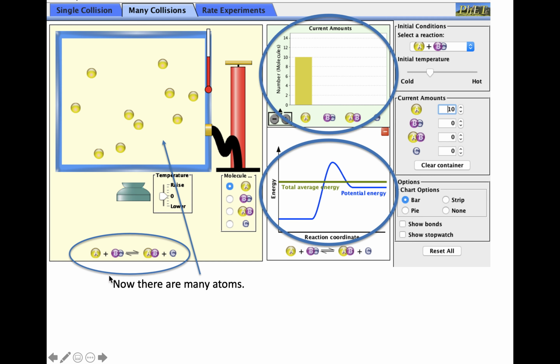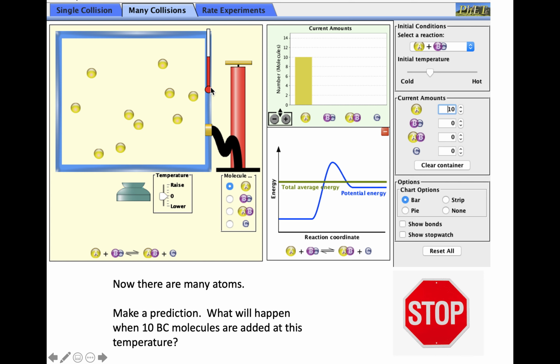We have a reaction that's going to take place. We can keep track of the current amounts, and here's the energy level diagram that matches up with the reaction. If you recall, the energy here matches up with the temperature. So I'm going to set up the sim so it matches the conditions that you see right here. I want you to make a prediction. What will happen when 10 of the BC molecules are now added to this container at this temperature? Taking all the information that you have right here, what's going to happen when we have 10 of A and 10 of BC at this particular temperature?